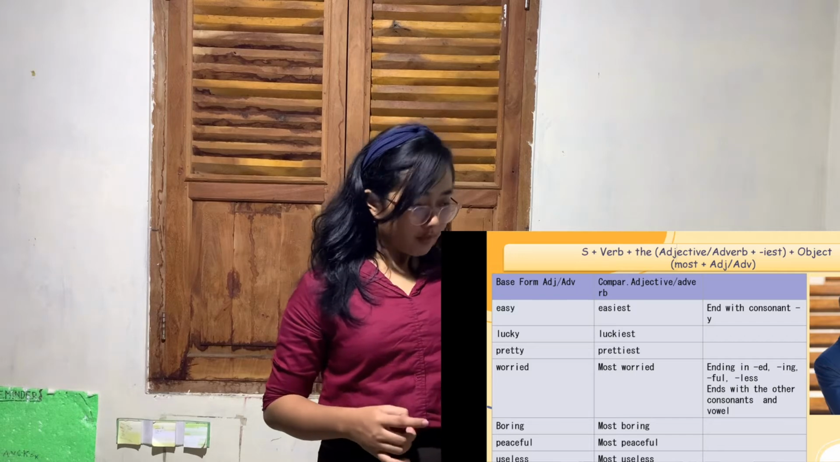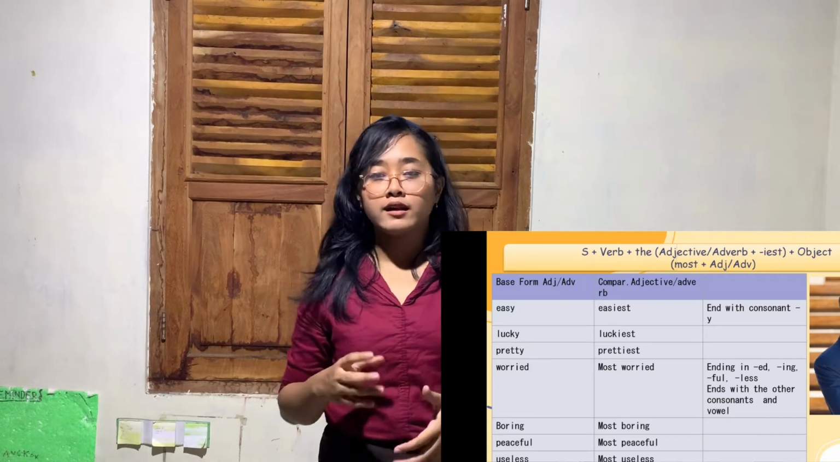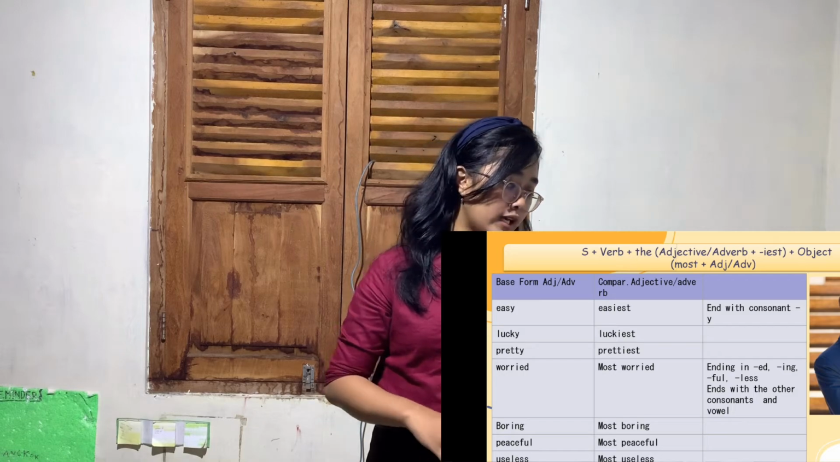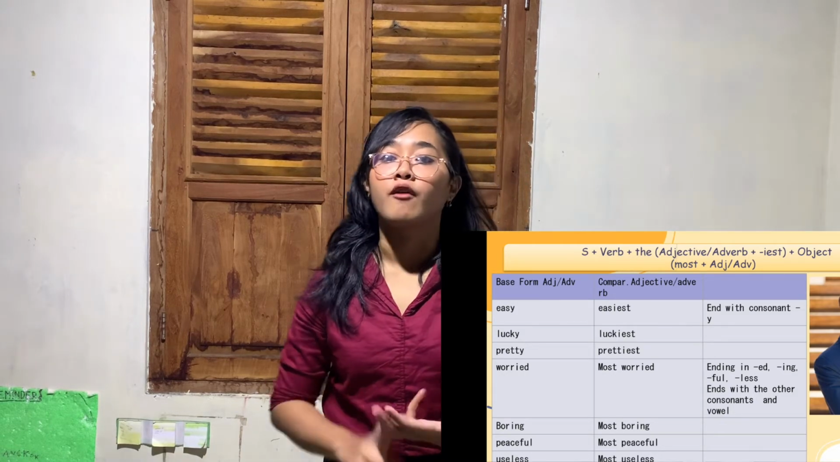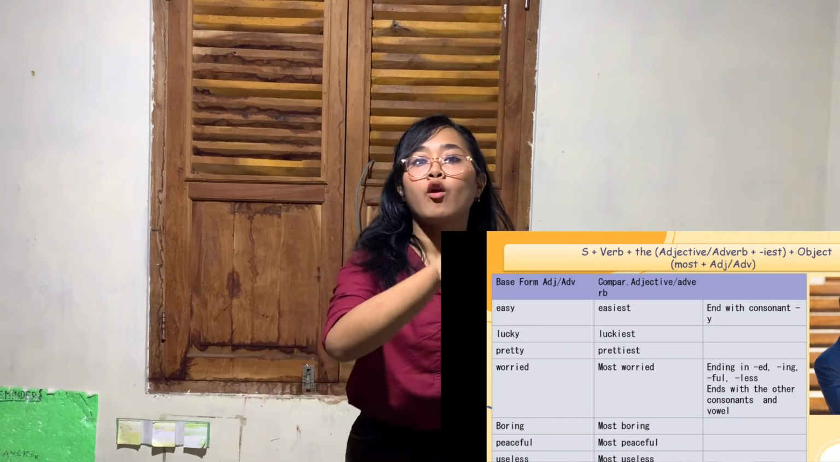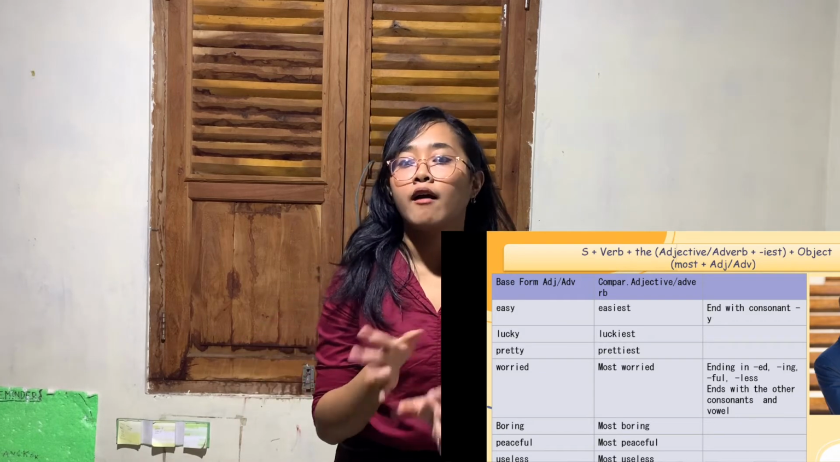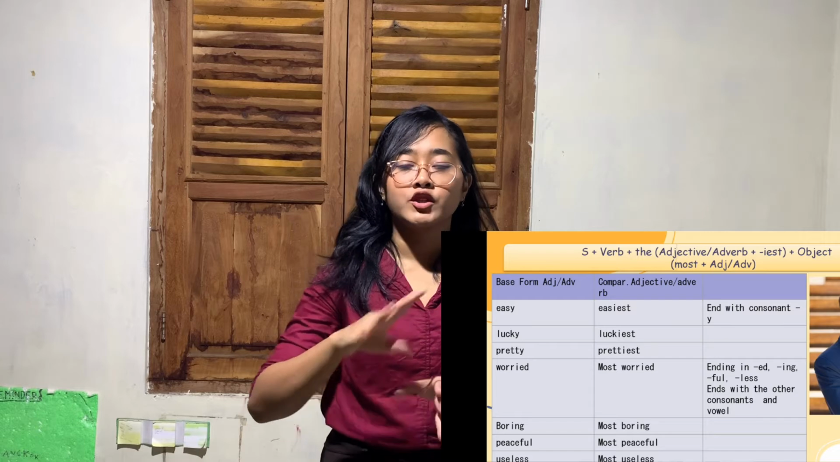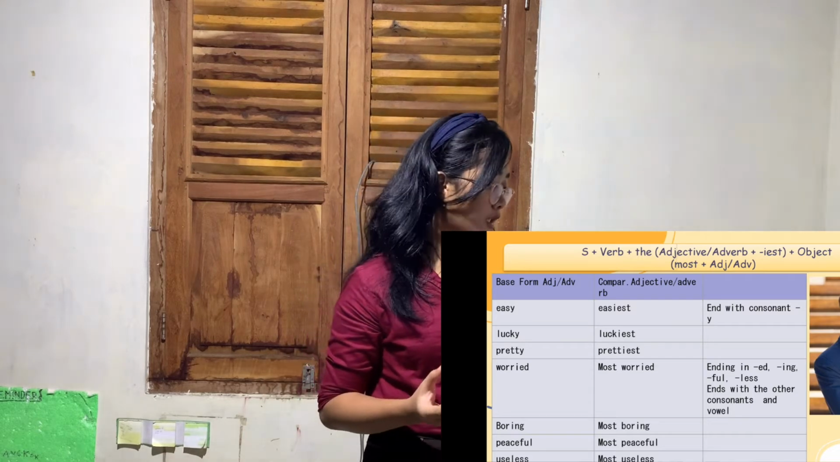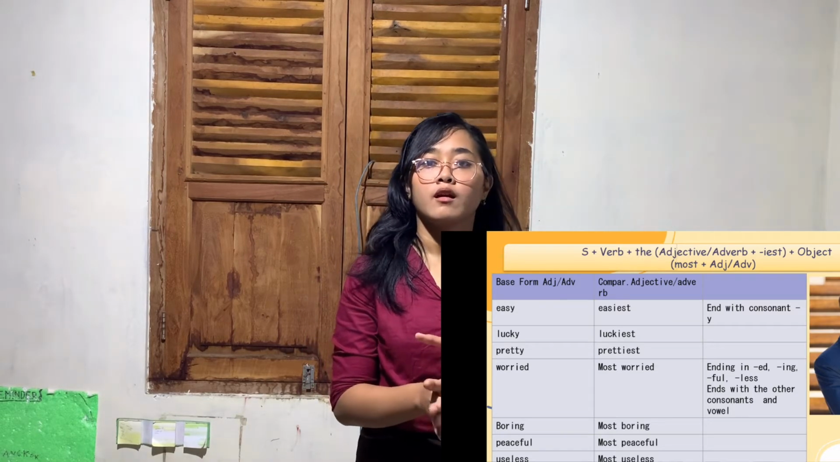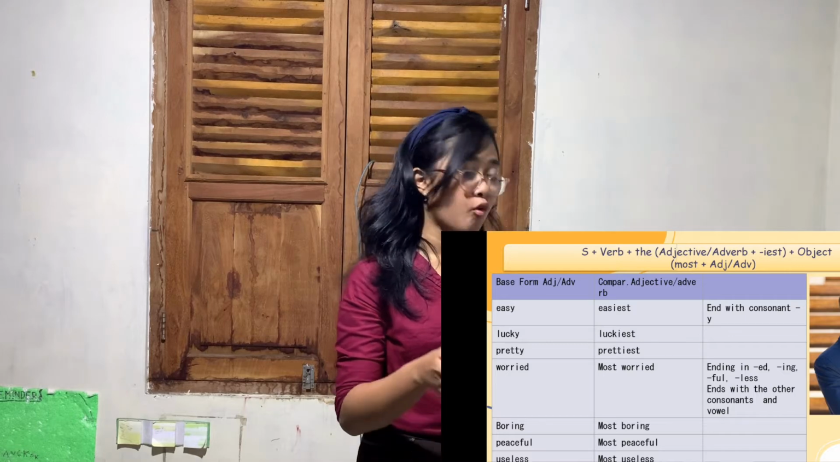And if the adjective ends with ed, ing, ful, less, or other consonant and vowel endings, we put most before the adjective, and we don't change the adjective. For example, the base form worried becomes most worried.